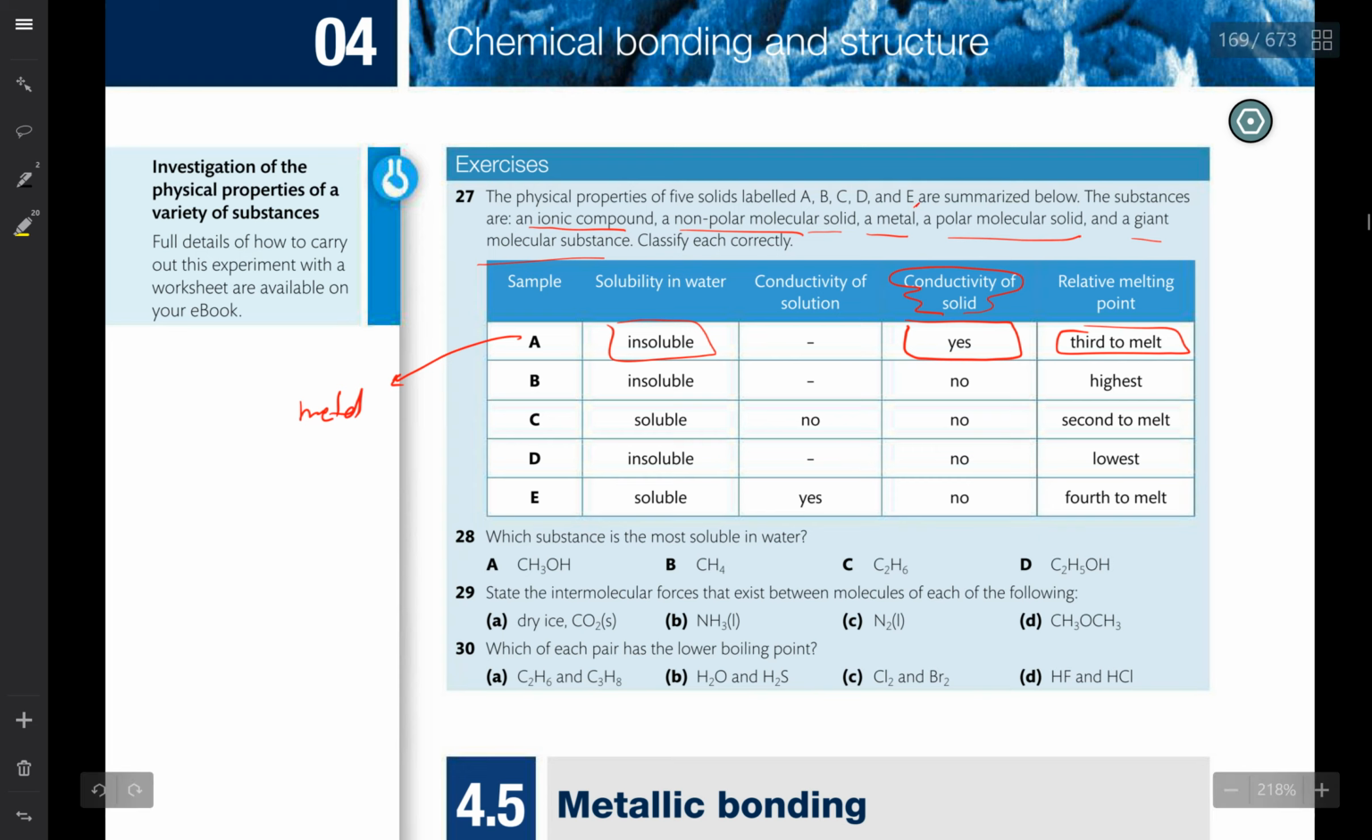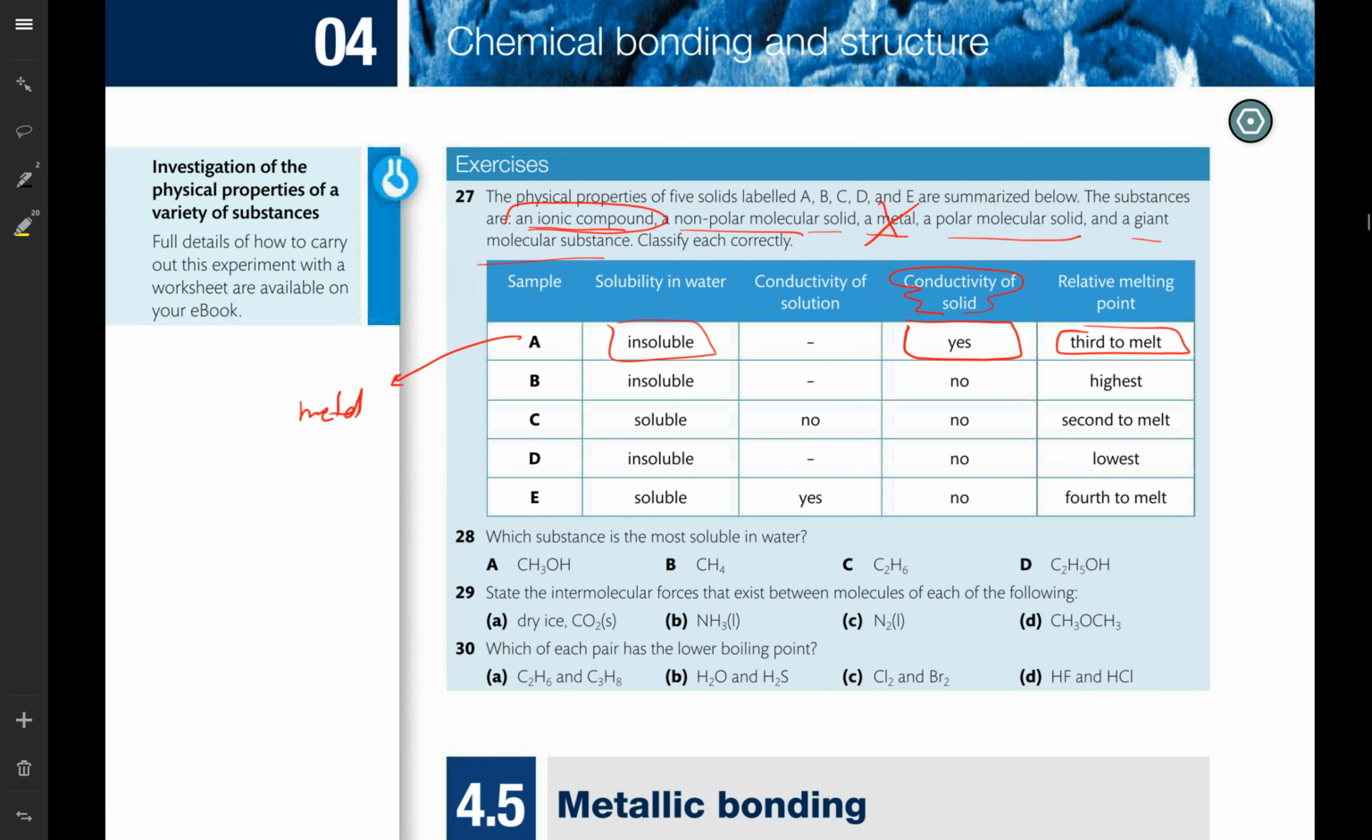Okay, so we find the metal. Let's talk about the ionic compound. One of the very specific properties of the ionic compound is that they are not conductive in the solid state, but when you dissolve them in the water, they become conductive. Okay, so they are soluble in the water.